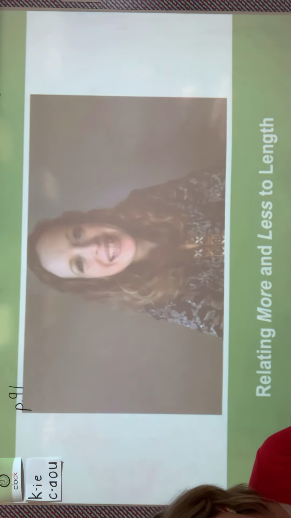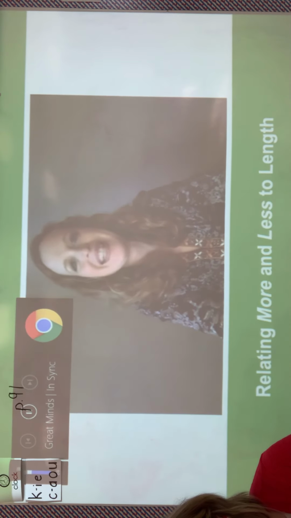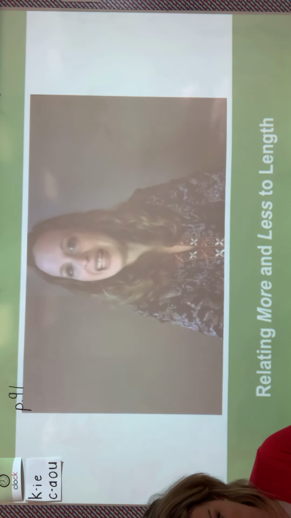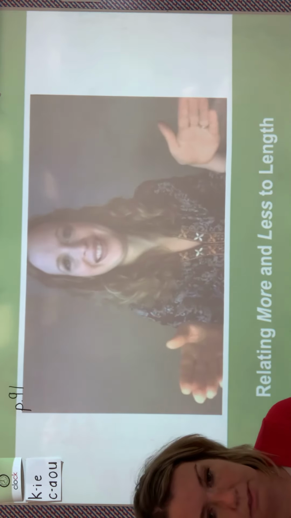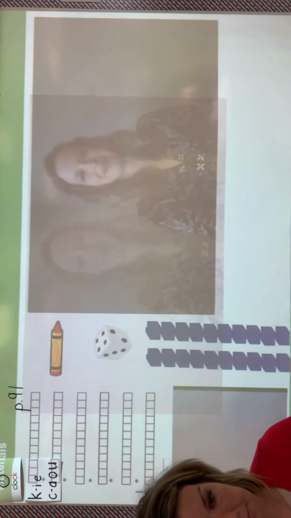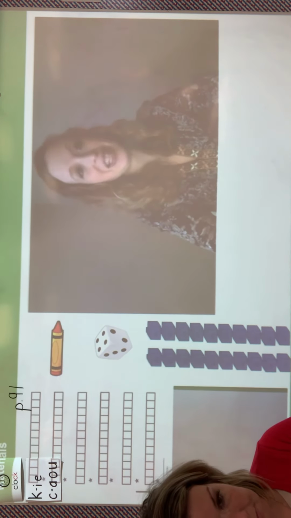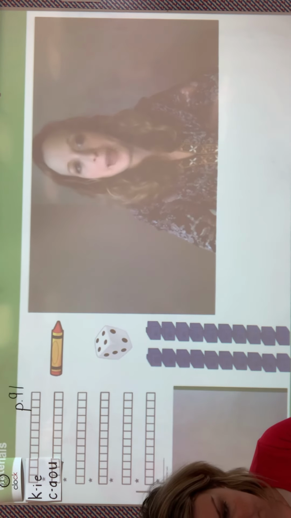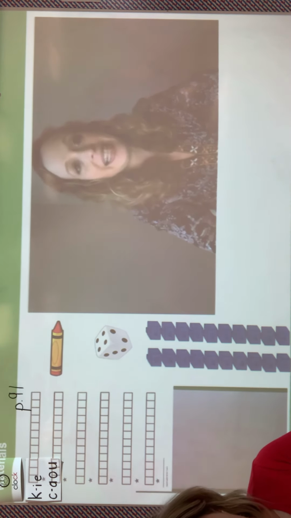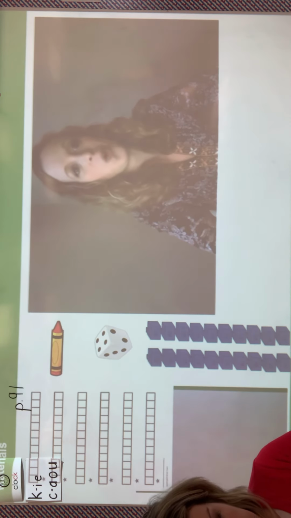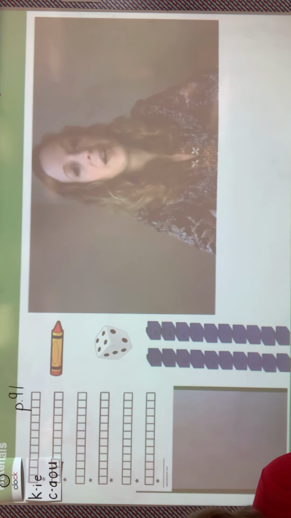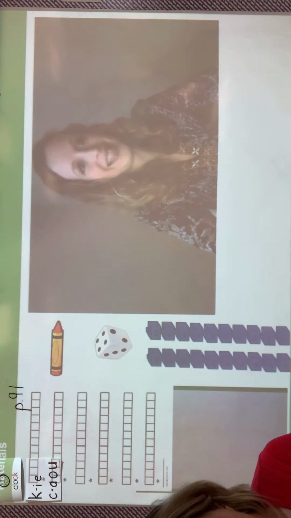Hello, mathematicians. My name is Mrs. Chandrasekhar. Today, we will be relating more and less to length. Let's get started. For today's lesson, you will need 1 crayon, 1 sheet of paper, 20 linking cubes, 1 dice, and the Square Path Letter Trains template.